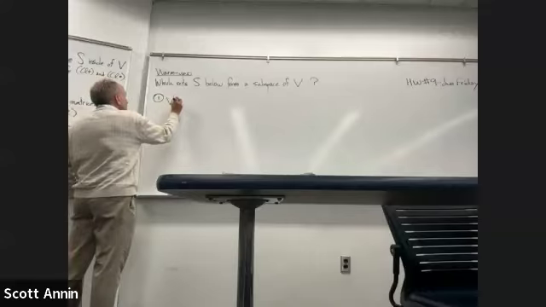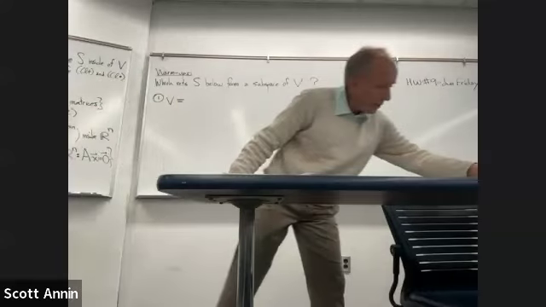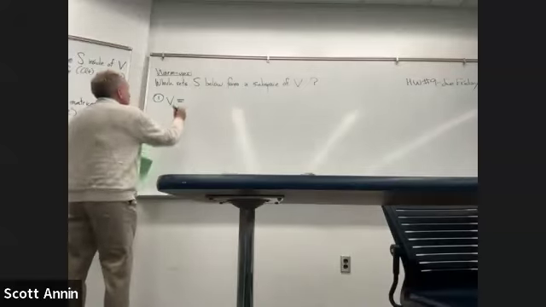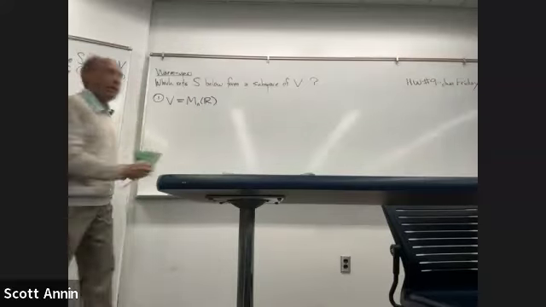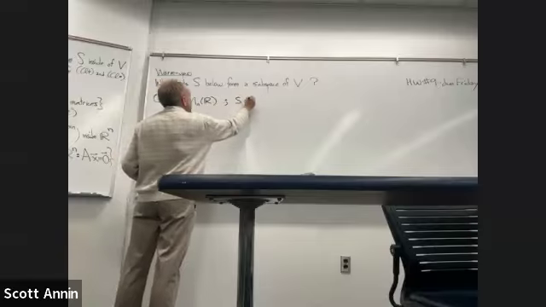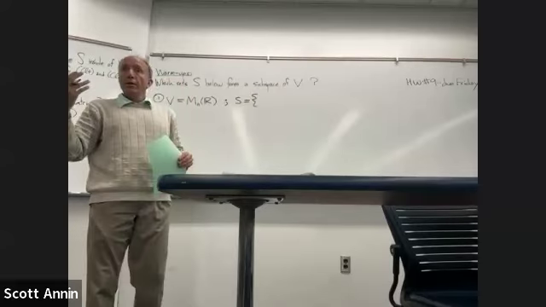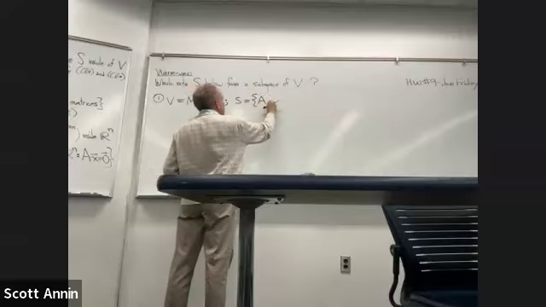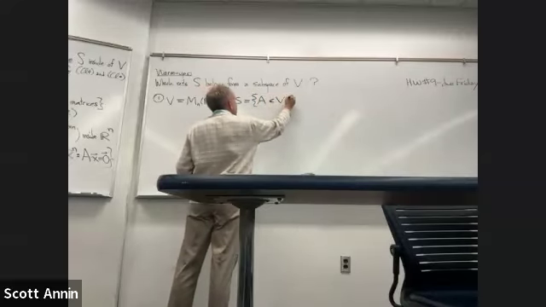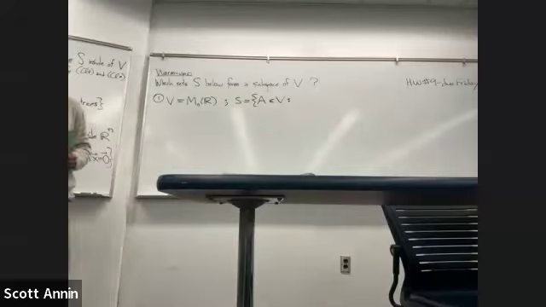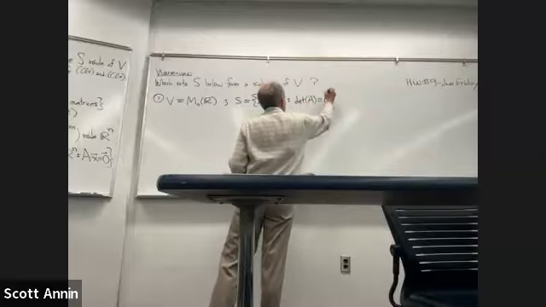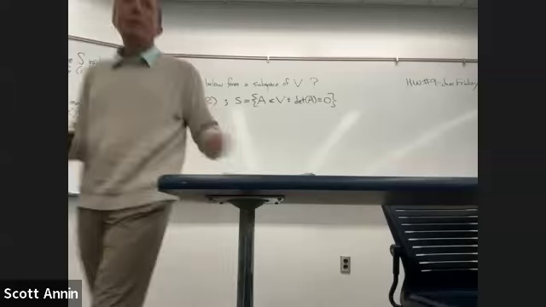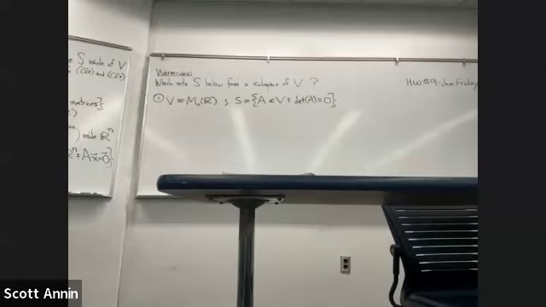So for this first one, I'm going to get my notes here. Yeah, so let's do V to be the n by n matrices. Okay, and then S is going to be the set of matrices, I'll call them capital A, which belongs to V. So A is an element of V, and it's such that the determinant of A is equal to 0. And this is a yes/no question.